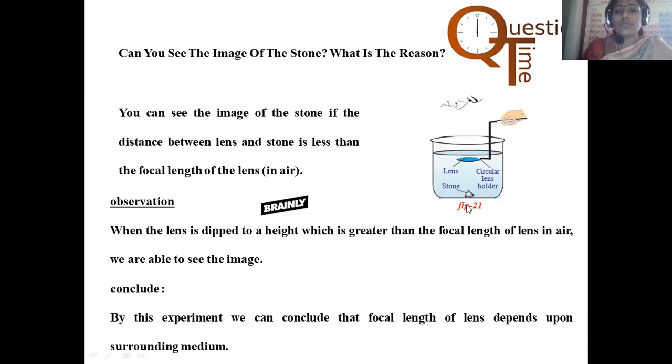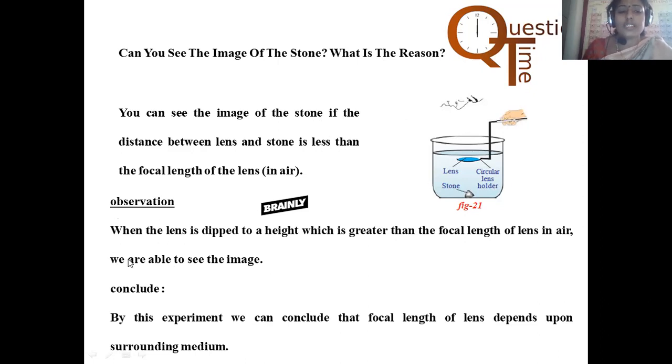So can you see the image of the stone? It is possible. What is the reason for that? Just now we discussed. Here it is possible to observe the stone, and it will be observed as a larger one when compared to its original shape. Because when any object is kept less than its focal length, it gives a virtual image of a larger size, and an erect image will be generated. We did this experiment in the laboratory previously, and the same will be observed here also.